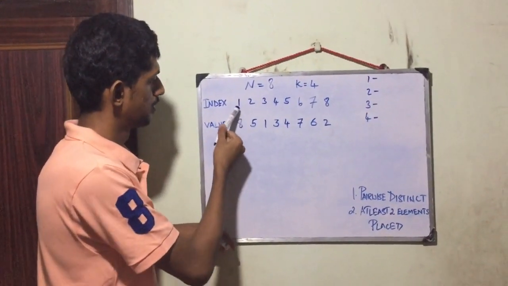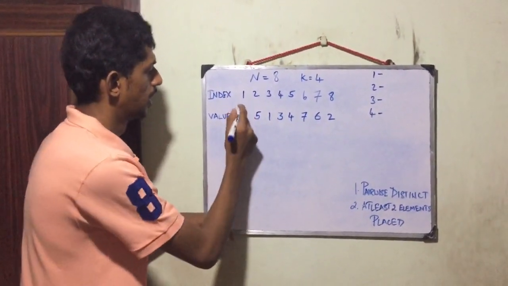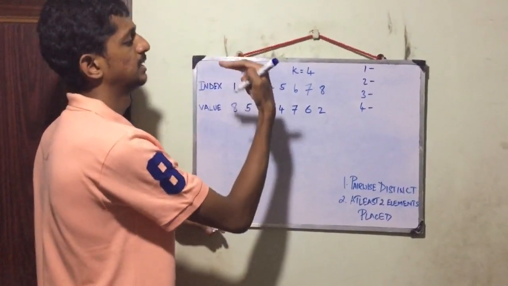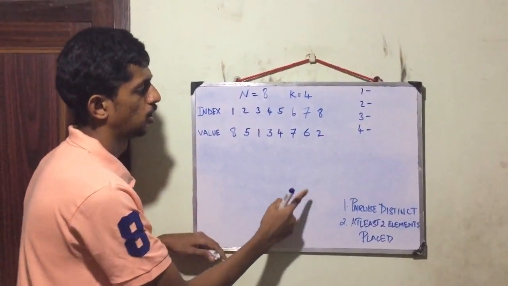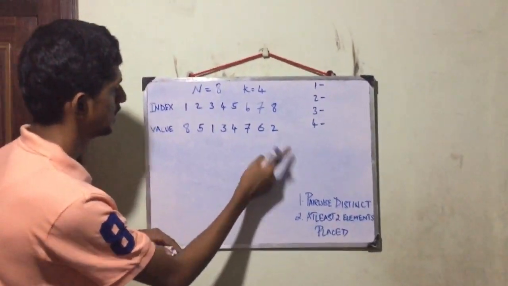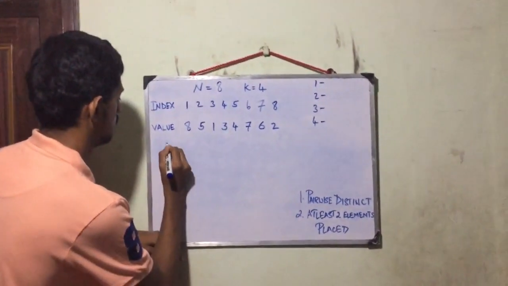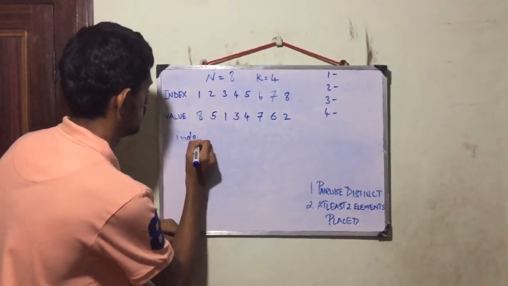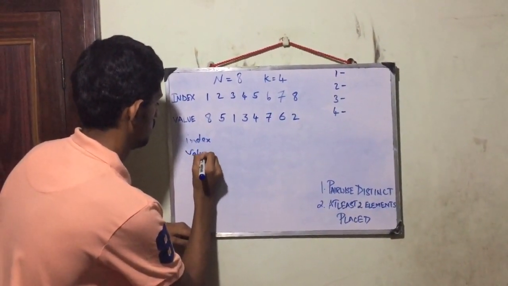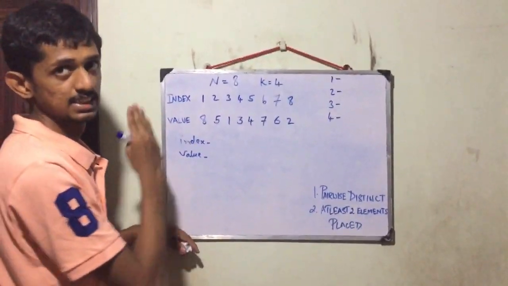First, in the index 1 we have the value 8, and this 8 should be placed in the 8th index. Also, this value 2 is in the 8th index. This 2 should be placed in the second index. So now I have to choose 3 index values, and I'm starting from 1 and then traversing till n.